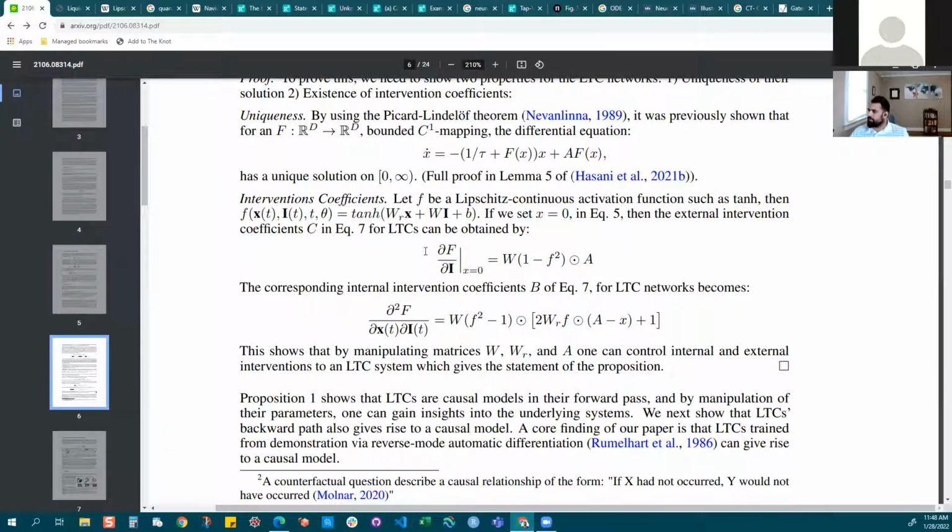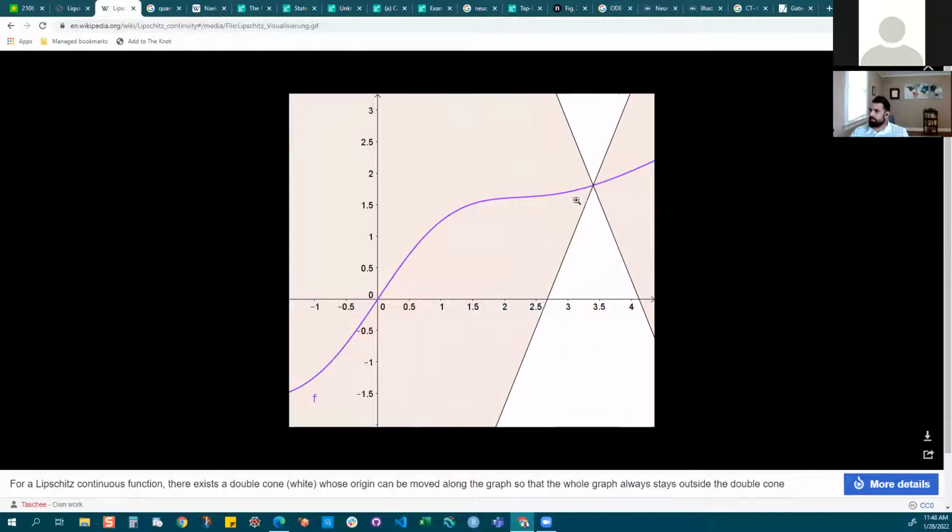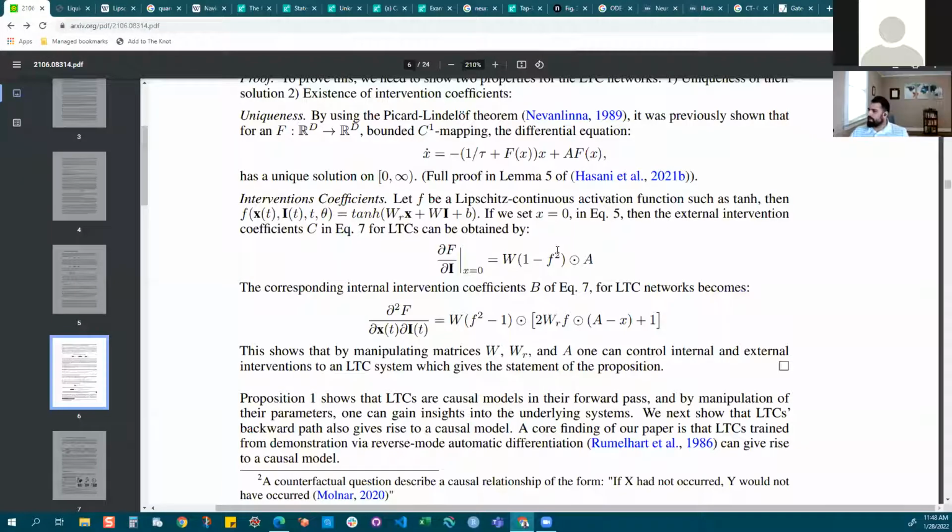Then the second condition is intervention coefficients. There need to be interventions. What they talk about is that if function f is a Lipschitz continuous activation function, such as hyperbolic tangent, which meets this criteria, then they set x to 0. They set x to 0 because they want to focus on external intervention and not internal, because x is the hidden layer of a neural network.